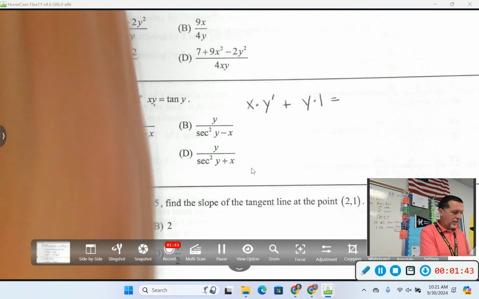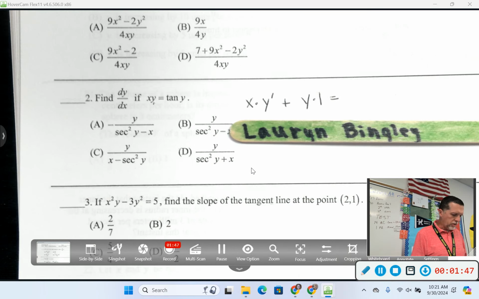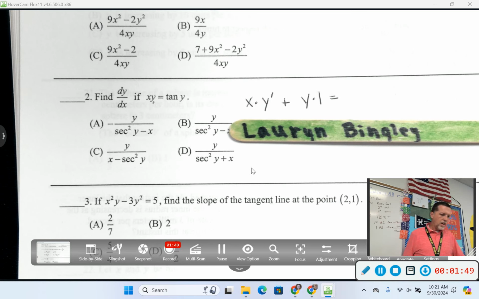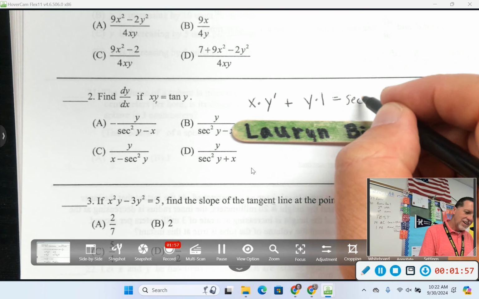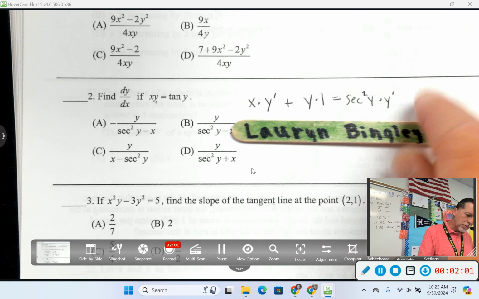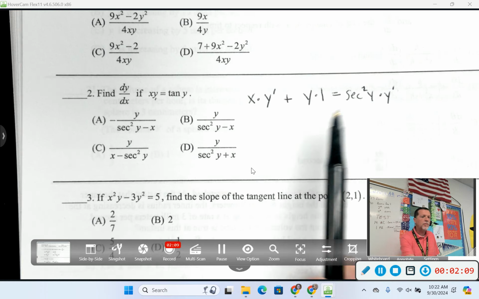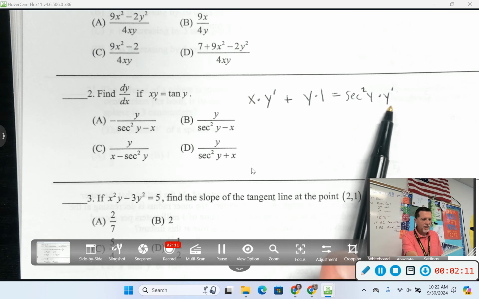Okay, now let's get tricky here. I'll put Lauren on the spot because I have full faith and confidence. Lauren, what's the derivative of tangent of y? Perfect. Secant squared y times y prime. Right? Not secant squared of y prime. That would be eating the Tootsie Roll Pop all at once. Like one step at a time. Secant squared of y times y prime.